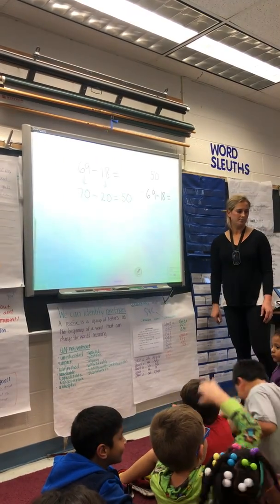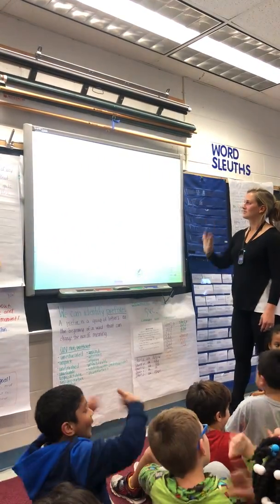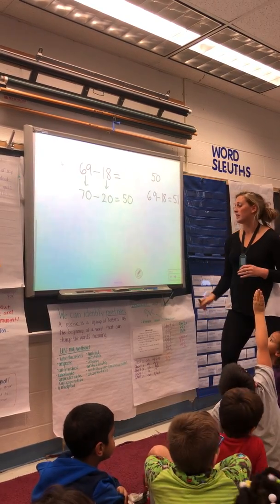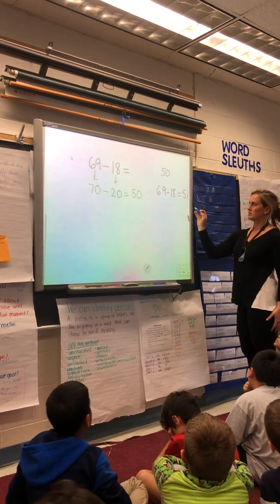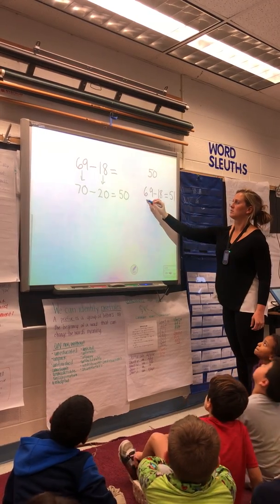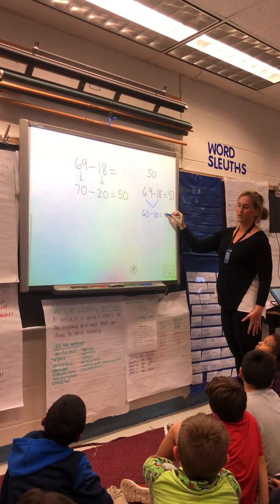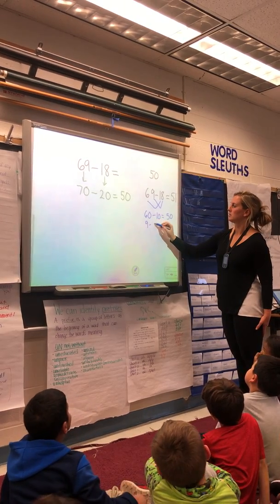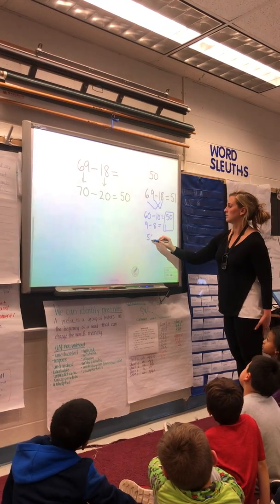Noah, what's your idea? Noah, excellent job. Talk to us about how you got 51. So I subtracted 10 from 60. So you did 60 take away 10, and that gave you what? 50. Good. And then I subtracted 8 from 9, and that gave me 1. Great. So I added 50 and 1, that gave me 51.